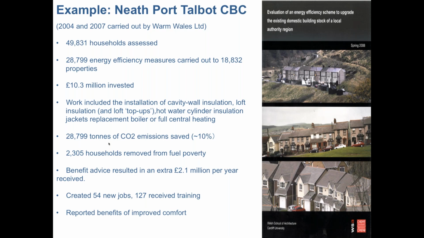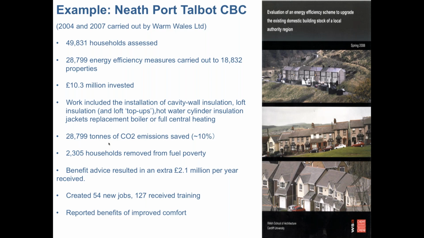Whilst going around surveying the houses, benefit advice was given to the occupants, and that brought another 2.1 million a year into the local authority in increased benefits. People who weren't claiming the benefit they were entitled to. And that, of course, is year on year. The project created 54 new jobs and 127 people received training. So we start to appreciate the multiple benefits of these types of programs.